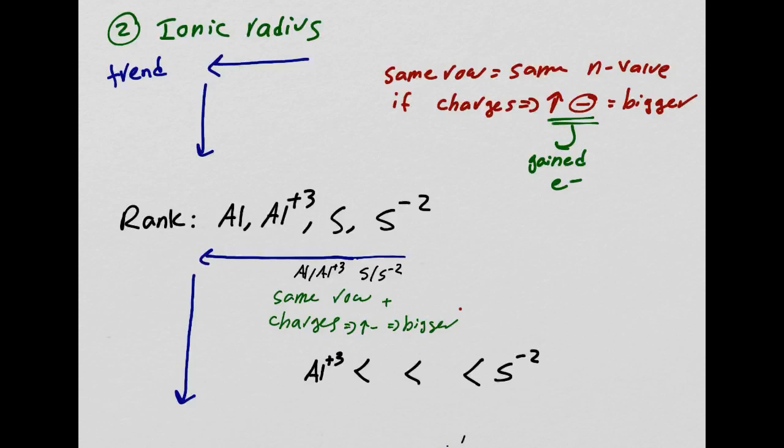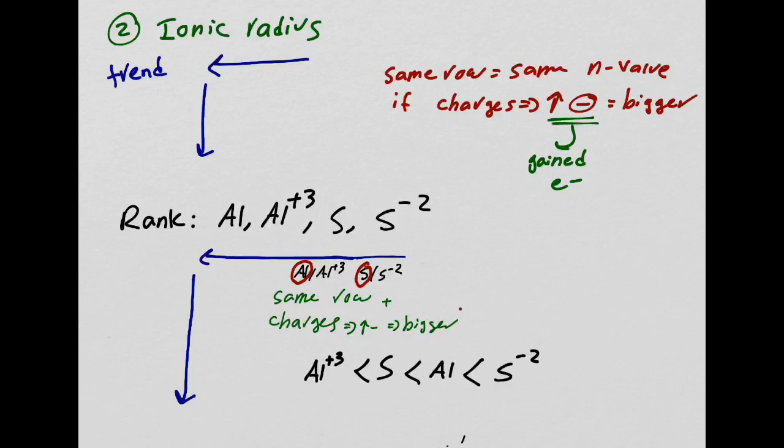Now, I also have sulfur and aluminum, which don't have charges. If you don't have charges, then you go by the trend. Based on this, which one is larger? Aluminum is larger, since I go by the trend if I have no charges. So it would be aluminum here, and then sulfur here.